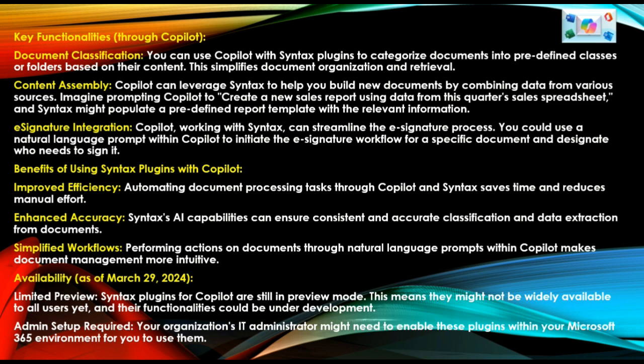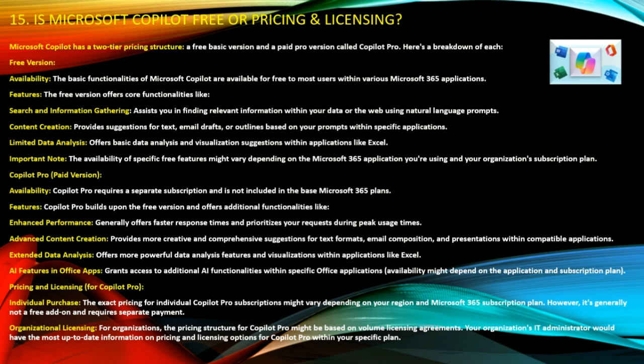Is Microsoft Copilot free? Pricing and licensing. Microsoft Copilot has a two-tier pricing structure, a free basic version and a paid pro version called Copilot Pro. Here is a breakdown of each. Free version. Availability. The basic functionalities of Microsoft Copilot are available for free to most users within various Microsoft 365 applications. Features. The free version offers core functionalities like search and information gathering, assists you in finding relevant information within your data or the web using natural language prompts.